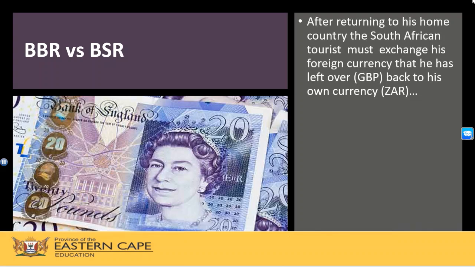Same tourist is now returning to his home country and must exchange the foreign currency that he has left over, which would be Great British Pound, back into his own currency or the local currency, which would be the South African rand. What do we want to know here? We want to know, will the bank do the transaction using the bank buying rate or the bank selling rate?